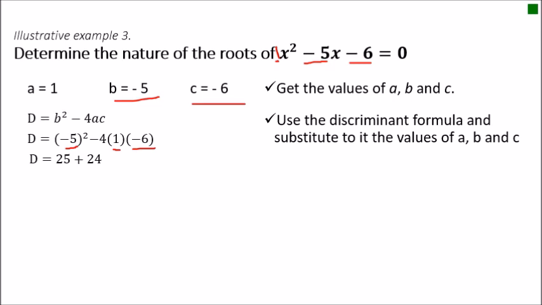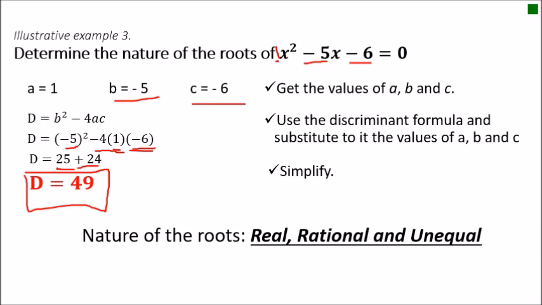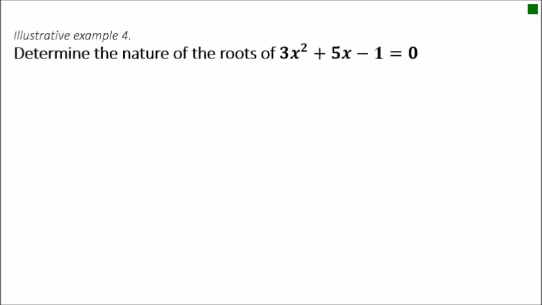Our quantity negative 5 squared is positive 25 because negative 5 times negative 5 ay positive 25. Negative 4 times 1 ay negative 4. Negative 4 times negative 6 ay positive 24. Add ninyo, simplify. We have D is 49. And 49 is a perfect square. Since D is greater than 0 and a perfect square, therefore, ang nature ng roots natin ay real, rational, and unequal. Okay po. Real, rational, and unequal. Next example, let's have the last, I think this is the last example.